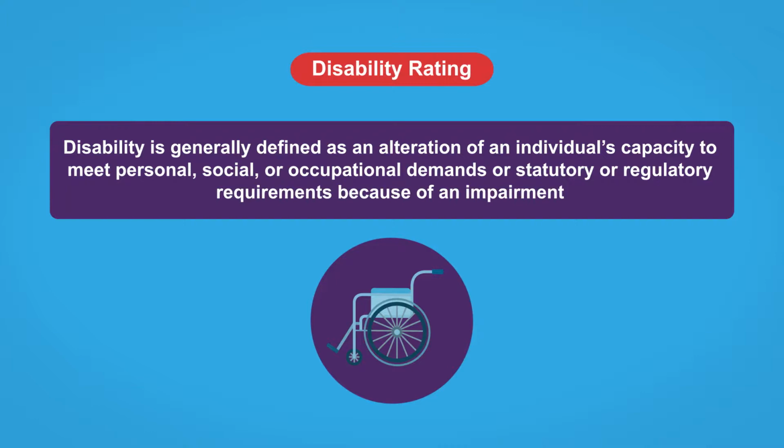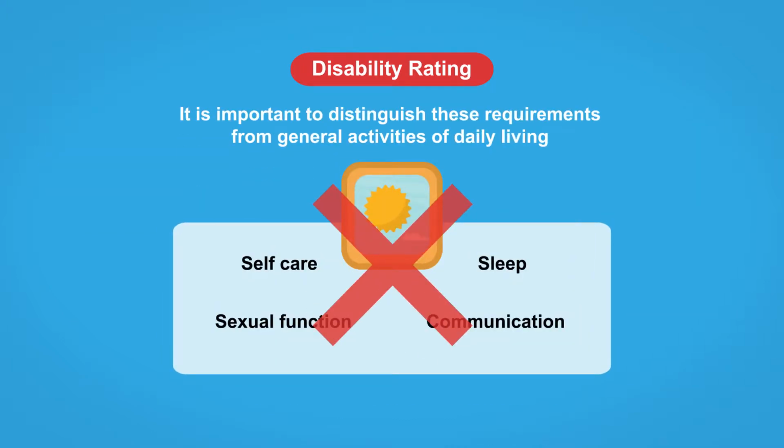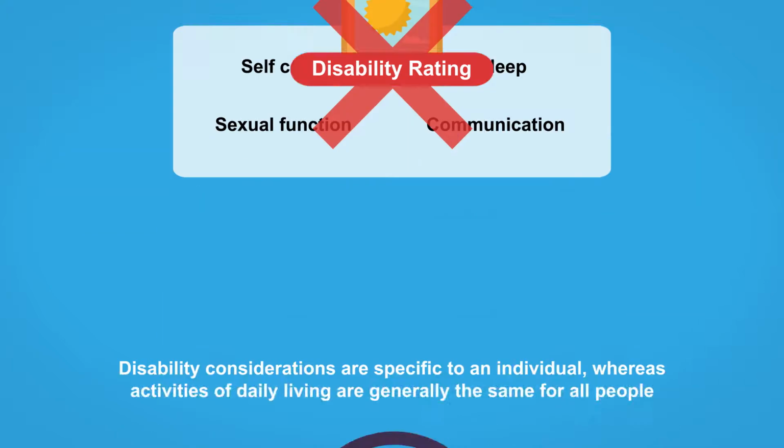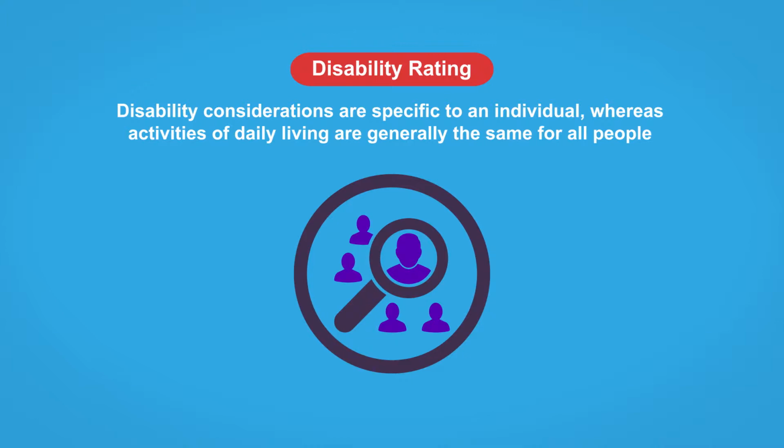Disability is generally defined as an alteration of an individual's capacity to meet personal, social, or occupational demands or statutory or regulatory requirements because of an impairment. It is important to distinguish these requirements from general activities of daily living. Disability considerations are specific to an individual, whereas activities of daily living are generally the same for all people.